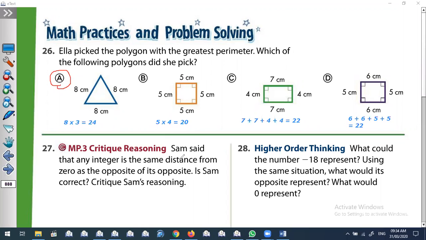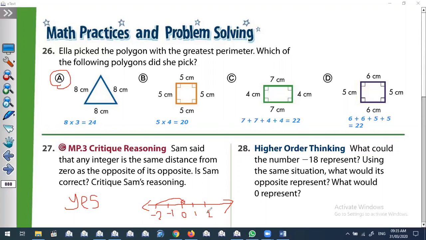The next one. Sam said that any integer is the same distance from 0 as its opposite. Is Sam correct? Yes, Sam is correct. Why? Because we are going to draw the number line. For example, 0, 1, 2, and negative 1, negative 2. What is the distance from negative 2 to 0? From negative 2 to 0, it's 2 units.